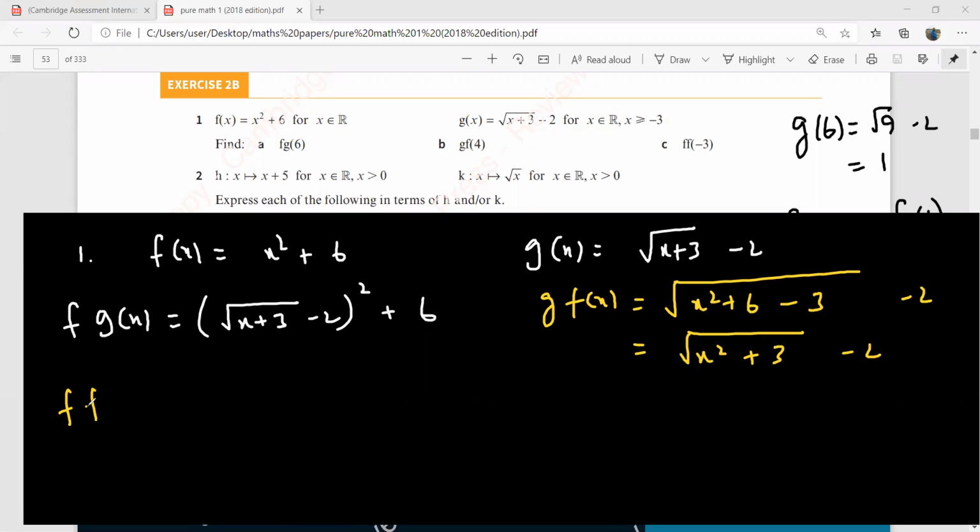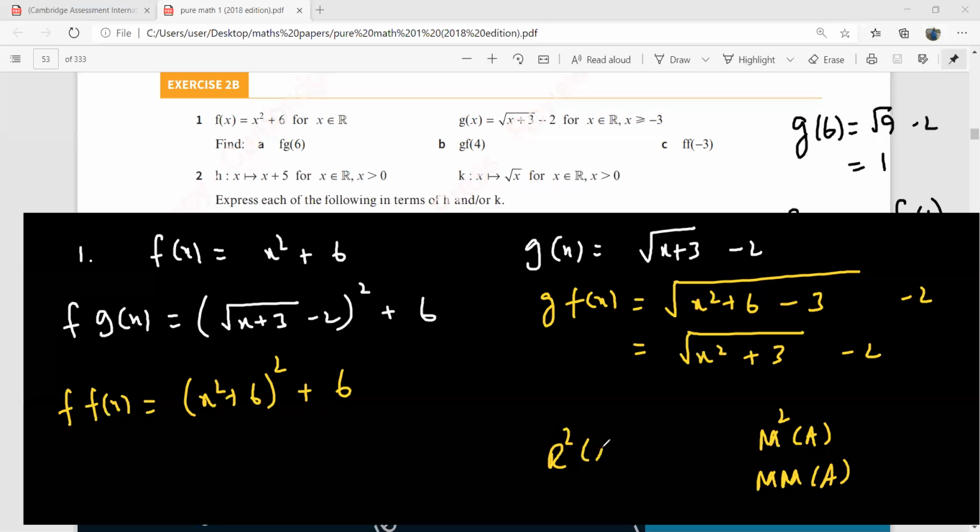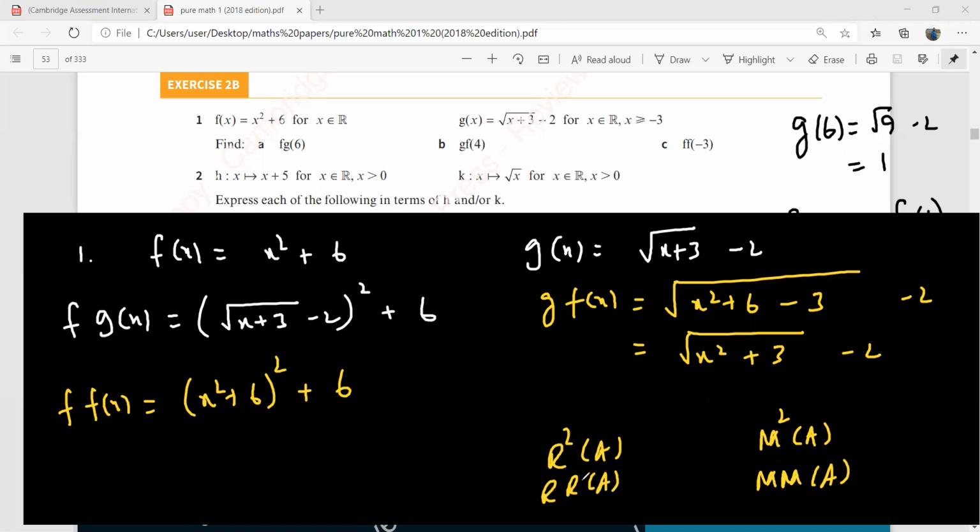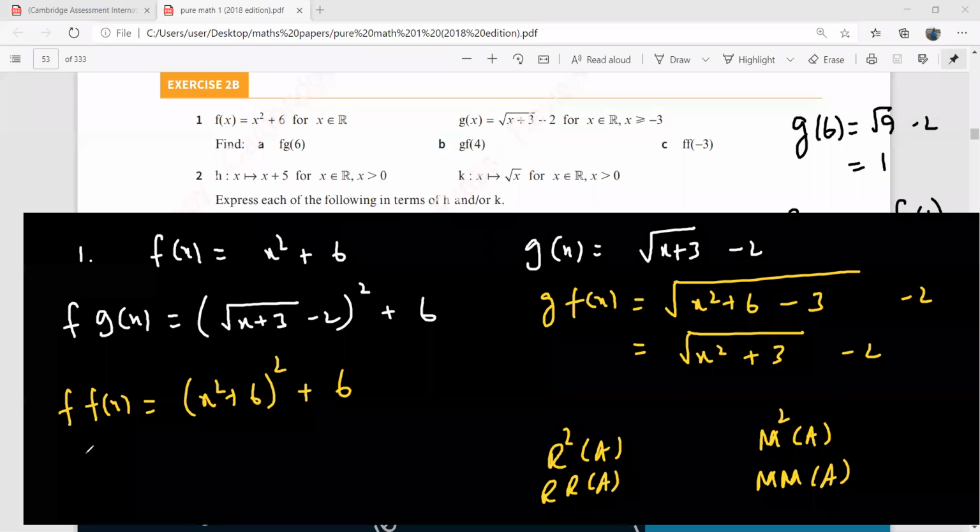Similarly, you can also write f of f of x. So that is going to be x square plus 6 whole square plus 6. That is like putting f back into f, doing f twice. Like if I ask you, what do we mean by m square of a? Doesn't that mean m of m of a? Or if I ask, what do we mean by r square of a? That means r of r of a. You have rotated something and then you rotate that image again. That is r square. So that is what this f square of x means over here.